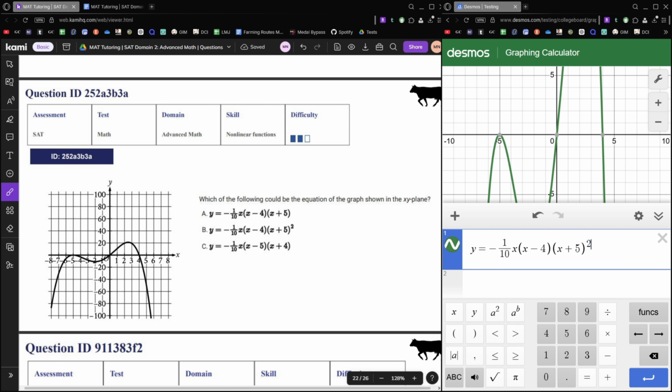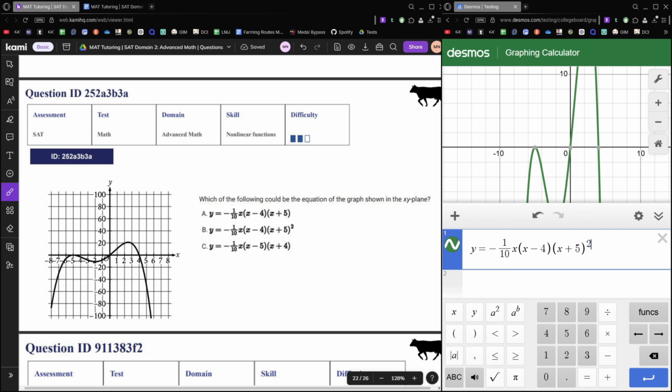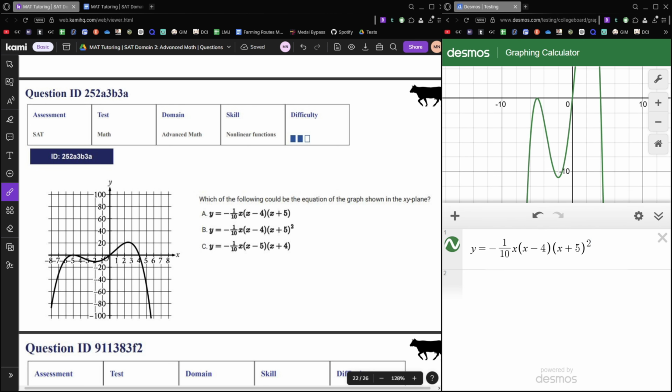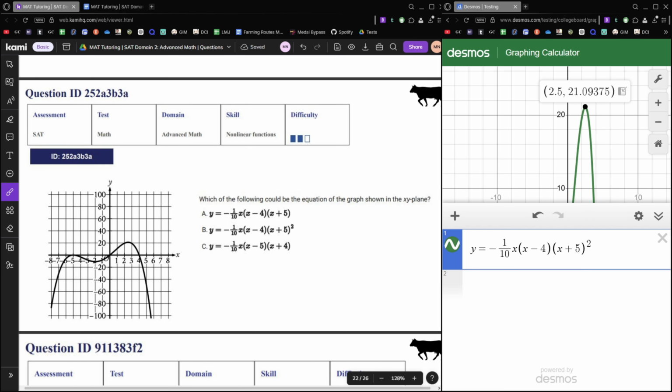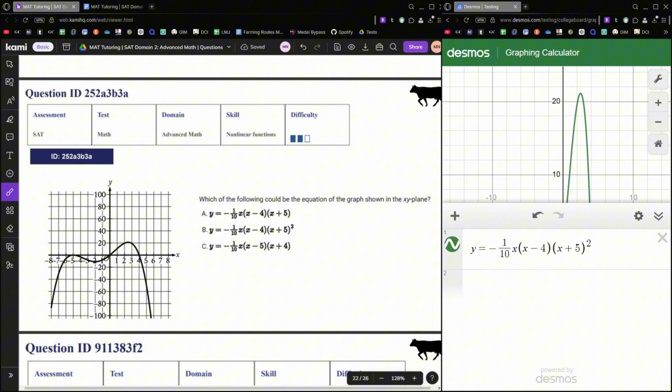Alright, here's answer choice B. And if we look at the shape, it looks pretty good. I mean, it goes up and then down and then back up. And it stops at around 20 and then goes back down. So yes, this is probably going to be our answer.